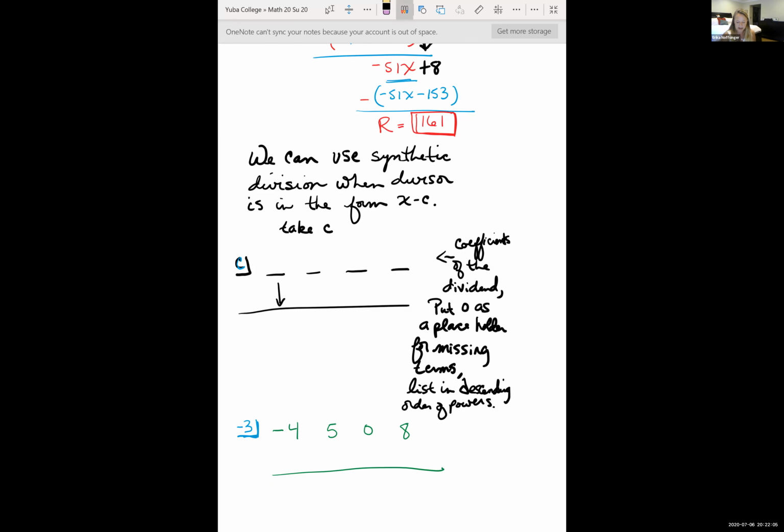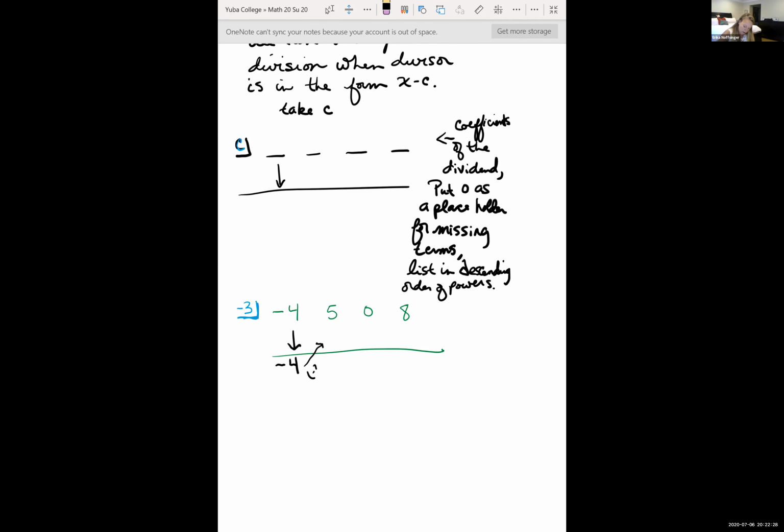So once you have that listed, descending order of powers, just the numbers in front, you're going to bring your first number down and multiply it by c. Once you multiply it by c, you're going to put it underneath the next number in the first row. So this is going to be -3 times -4 here. So that's +12. We sum them. So 5 plus 12 is 17.